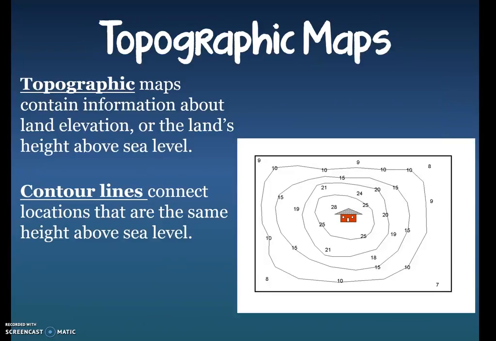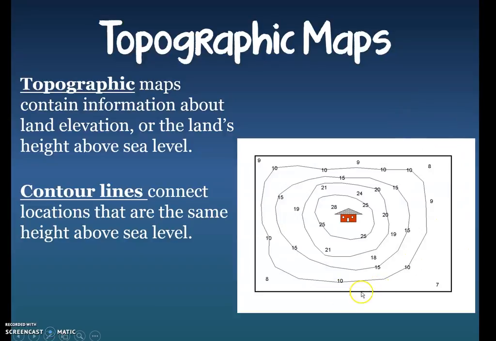Topographic maps contain information about land elevation, otherwise known as the land's height above sea level. Topographic maps are shown by contour lines. Contour lines are made kind of by doing a giant connect the dots. You connect the locations that are the same height above sea level.